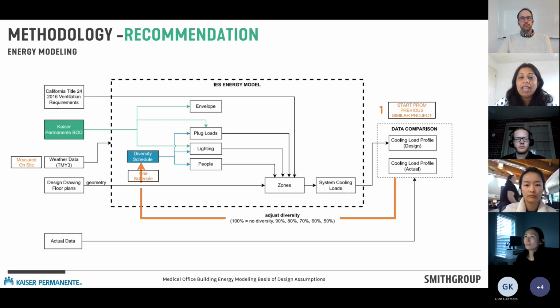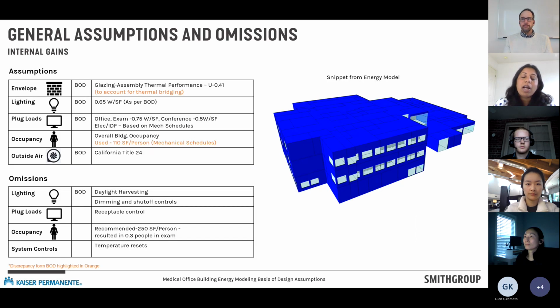This was for the sake of simplicity, and we recommend it because it's easier to edit and make any additional changes in the future if you have one simple schedule or two. Ting will talk about the schedules in the next few slides. So, other general assumptions and omissions we made.